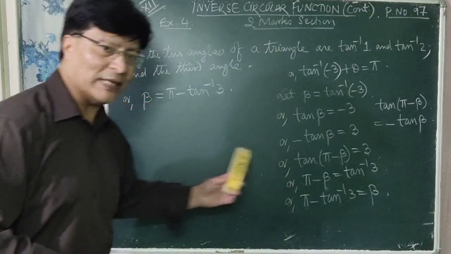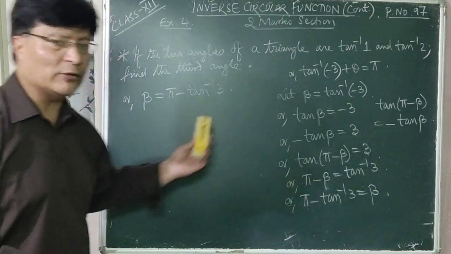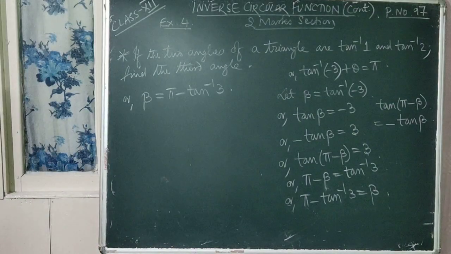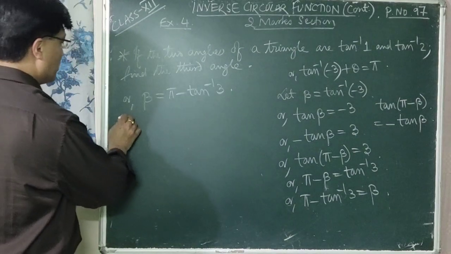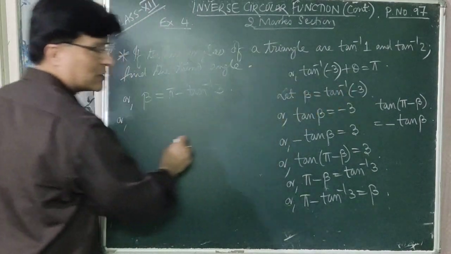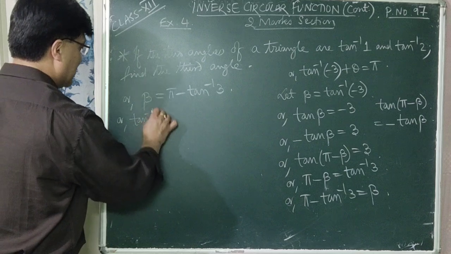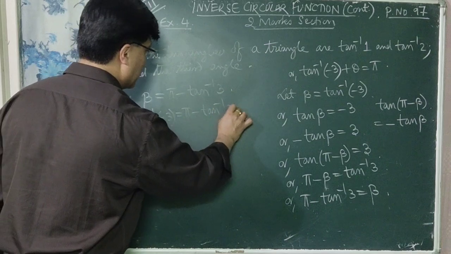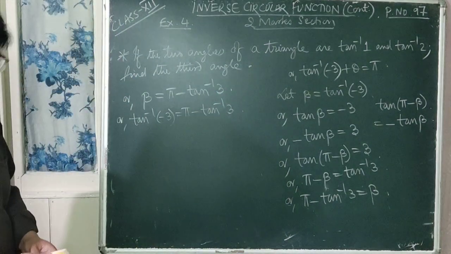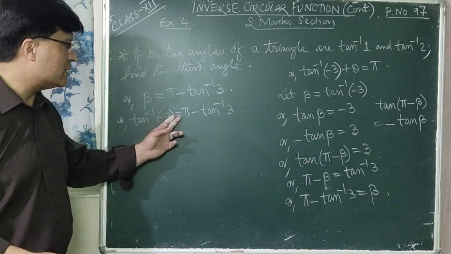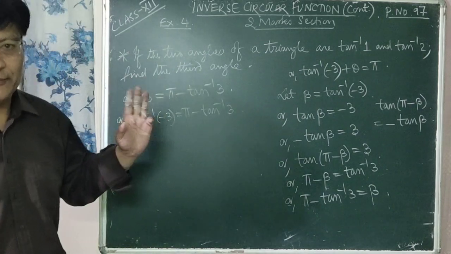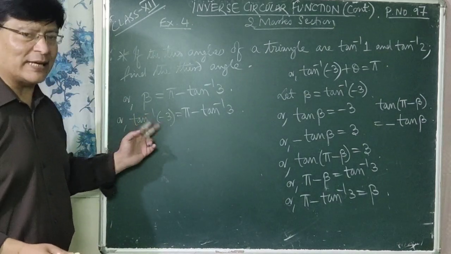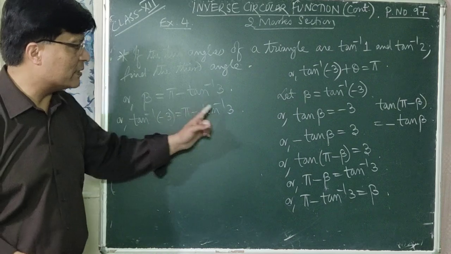When we write the right side on the left side and the left side on the right side, you don't have to change the sign. You know that, isn't it? So what is the value for beta now? It is pi minus tan inverse 3. Actually, what was beta? Beta was tan inverse minus 3. So tan inverse minus 3 is equal to pi minus tan inverse 3. Is that clear to all of you? So we have got the value for tan inverse minus 3, which is equal to pi minus tan inverse 3.